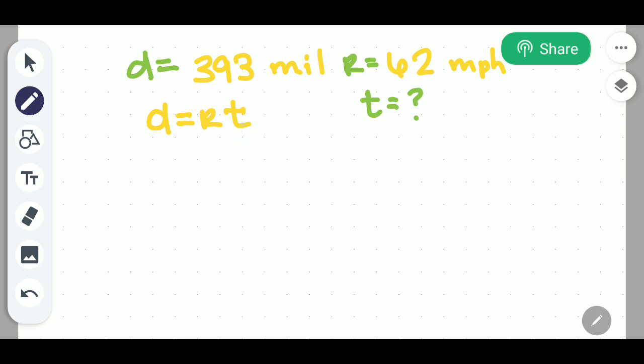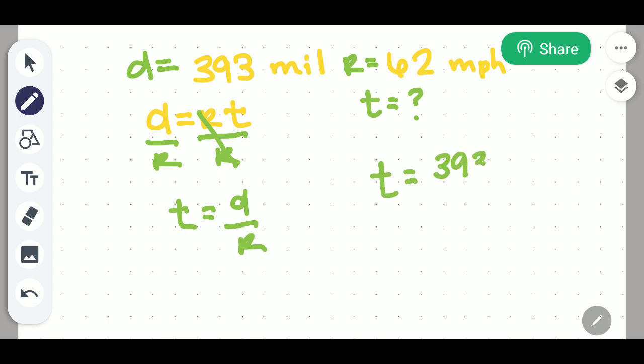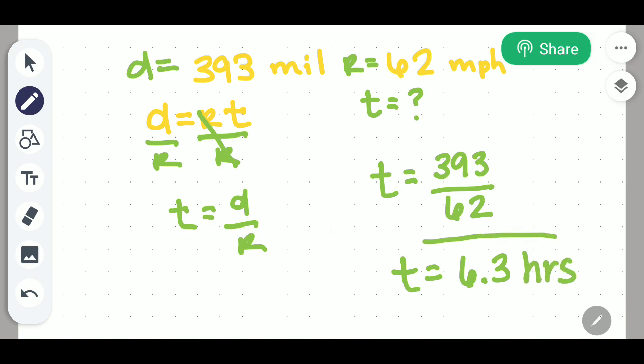What's our time? So let's get time by itself. Looking at our equation here, time and rate are being multiplied. So let's divide by the rate to get rid of it. So we have time equals distance over rate. Okay? So now that we know the distance and we know the rate, we can say time equals distance over rate, right? Just divide the two numbers. 393 divided by 62 gives us about 6.3 hours. So it's going to take us about 6.3 hours to get to our friend's house there.